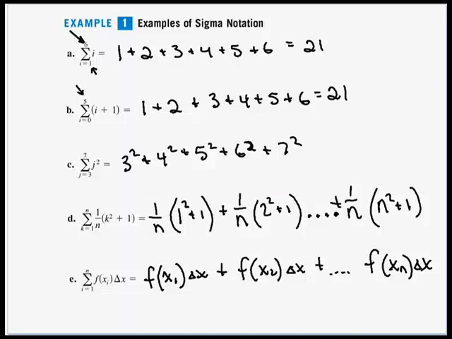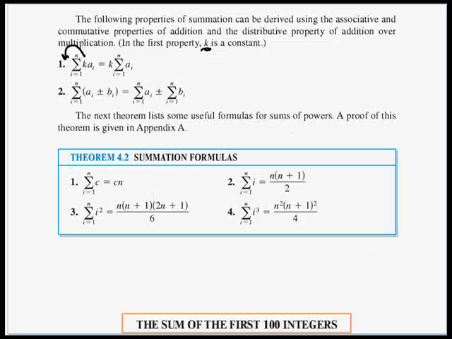Going back to this first example here, part A, what if that was 2 times i? We could drag the 2 out front, do the summation just like we did here, and then multiply by 2. 2 times 21 would be 42. So k is just a constant, we can bring it out front. And if we have the summation of a sum or a difference, we can break it apart: the sum of the first term, plus or minus, whatever the case may be, the sum of the second term.